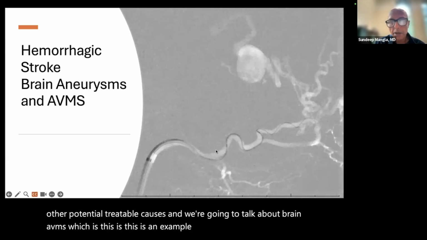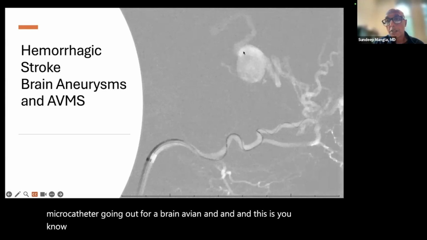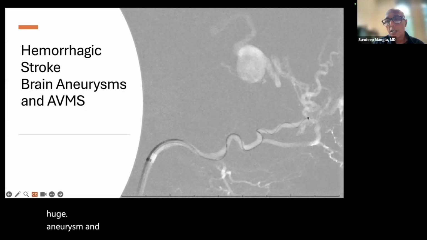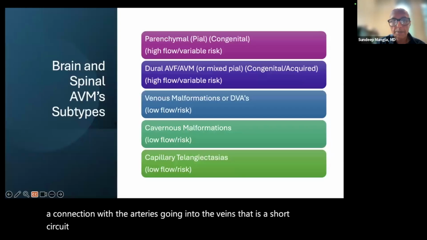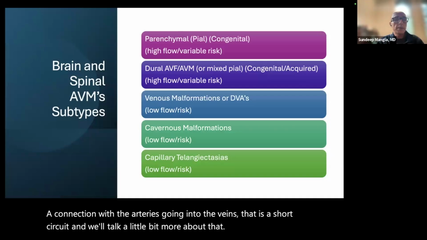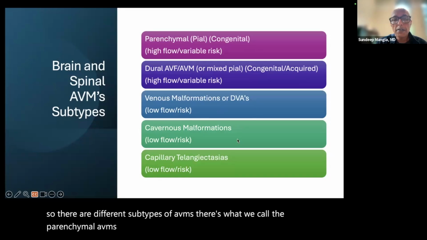This is a catheter or microcatheter going in for a brain AVM, and this is basically in the posterior fossa. You can see this huge aneurysm, and there's essentially a fistula, a connection with the arteries going into the veins. That is a short circuit, and we'll talk a little bit more about that. So there are different subtypes of AVMs. There's what we call the parenchymal AVMs, dural AVMs, venous malformations, cavernous malformations, capillary telangiectasias.